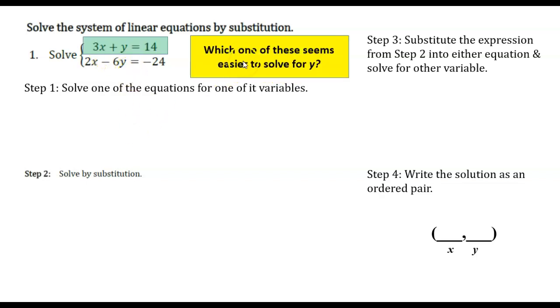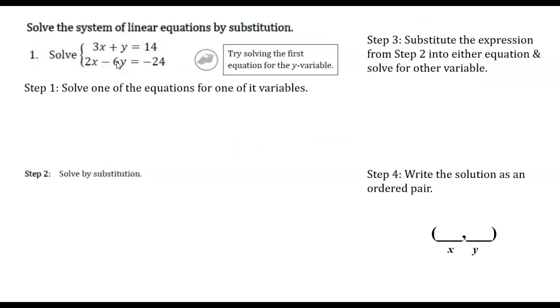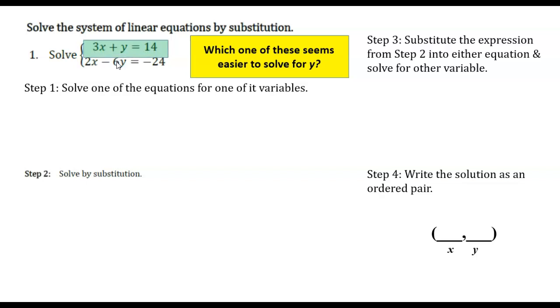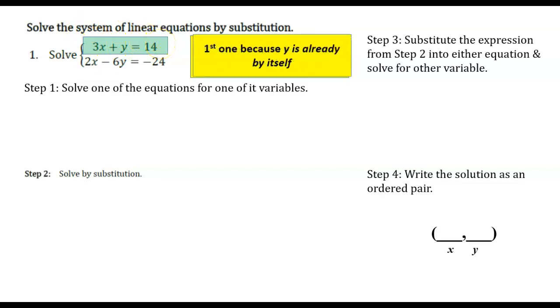Now as you can see here, the reason we chose this one is that y is by itself, so to speak. There's nothing next to the left of y. However, there is a 3x we might need to move. Whereas if we had chosen the second option, it would be a little bit more complicated, a few more steps to actually solve for y. So we're going to use the space right here where it says solve step 1. We're going to use that space to solve this first equation for y.